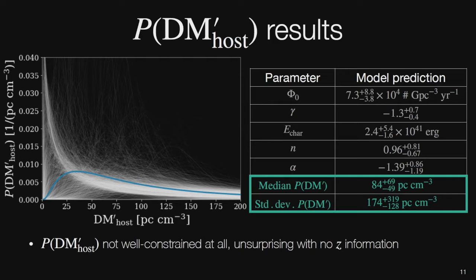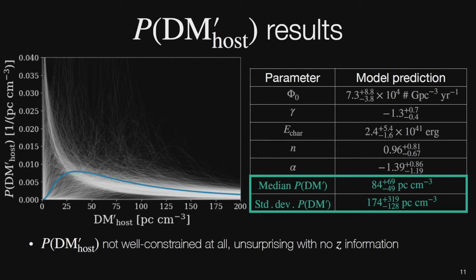Similarly, for the host DM distribution, again there are a lot of allowable distributions, and they seem to be all over the place. But the median value we do get for the host DM contribution is about 85 parsecs per cubic centimeter.